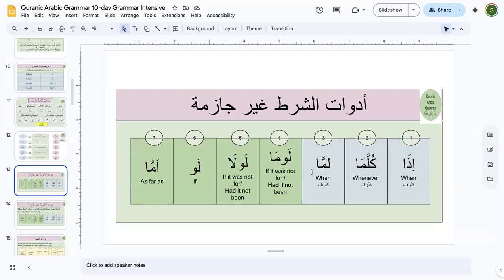Iza, kullama, lamma. Remember, they are also your special mudafs as well. You have learned them as mudafs, right? So these three are ism. No problem. So iza, kullama, lamma are your ism, and the rest are harf. Okay, greens are harf. Very good job.